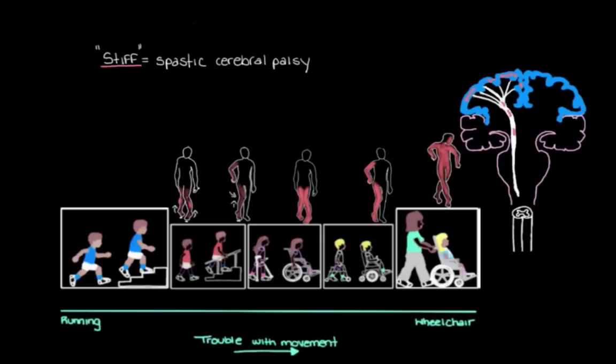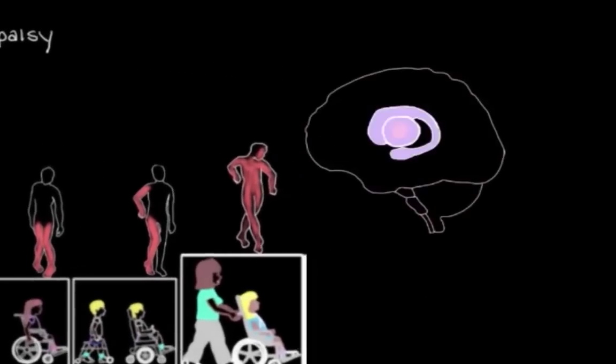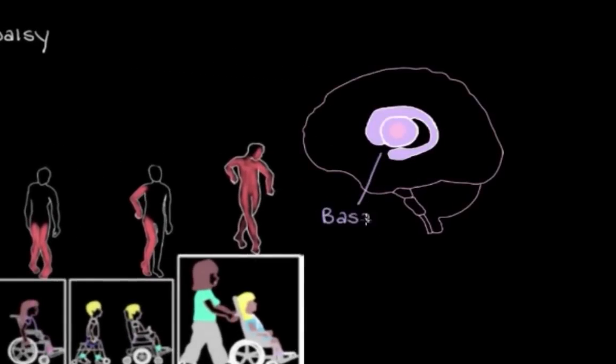So let's check out our next movement center in the brain that can be damaged or impaired in someone with cerebral palsy, so that we can see where they will end up on our spectrum of movement impairments. This next area is the basal ganglia. So let's highlight the basal ganglia here. And the basal ganglia is actually a collection of individual nuclei. And when we say nuclei, we're talking about clusters of neuron cell bodies.